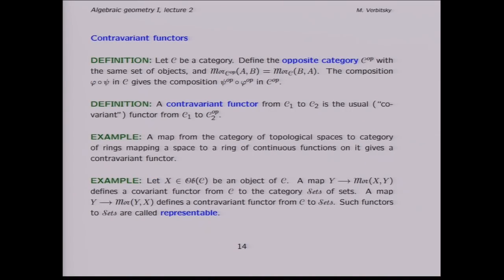An important thing: what I defined here is actually a covariant functor. There are also contravariant functors, like V to V dual, because it inverts the arrows. So this was a covariant functor, and this is a contravariant functor.